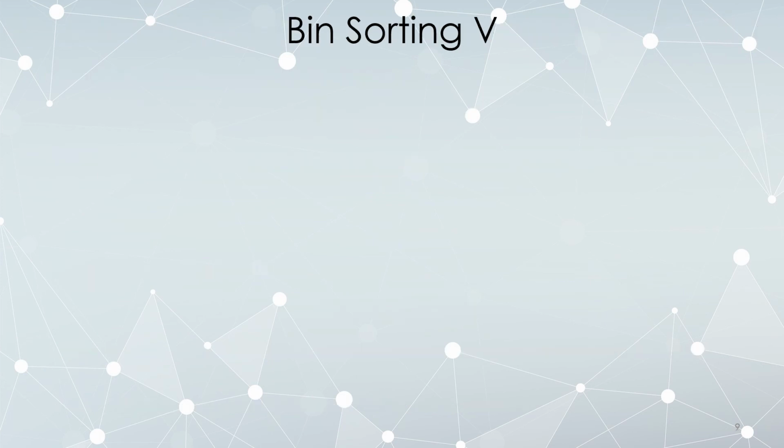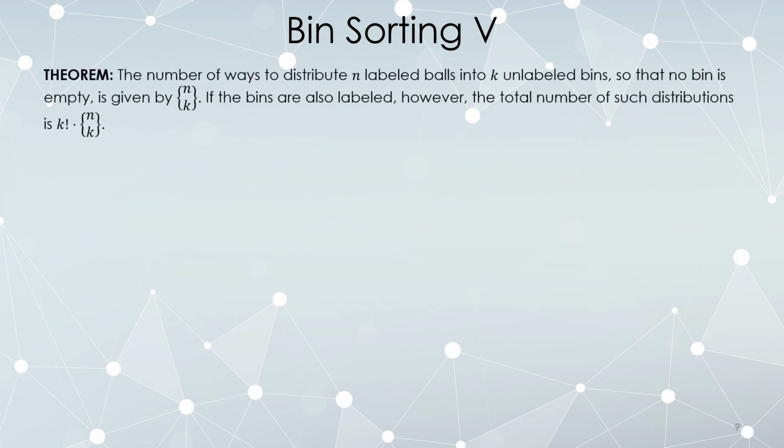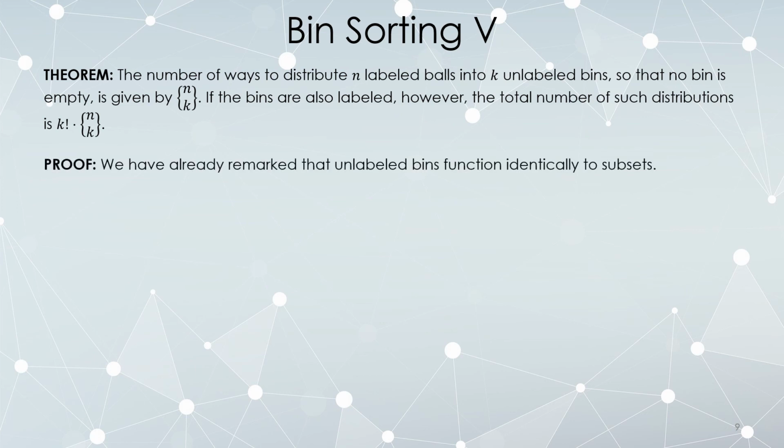We conclude with another bin sorting problem. The number of ways to distribute n labeled balls into k unlabeled bins, as long as no bin is allowed to be empty, is given by these Stirling numbers of the second kind, n over k. But if the bins are labeled, the total number of such distributions is just the same thing multiplied by k factorial. Well, we've already remarked that if the bins are unlabeled, they're really just functioning as subsets. You're putting certain things into a bin, in other words, putting them into a set.